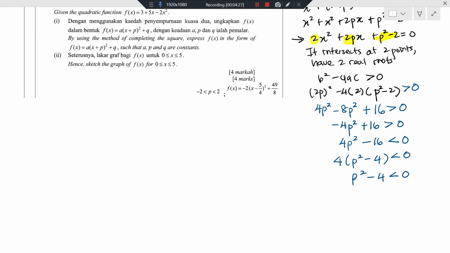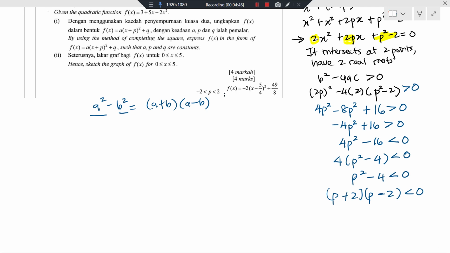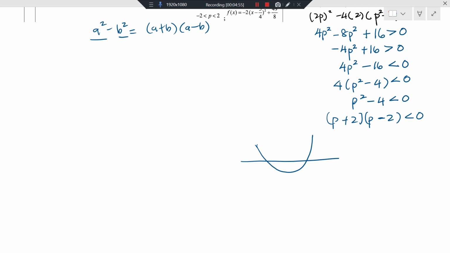And then remember, a square minus b square is equal to what? A plus b, a minus b, right? P square is a perfect square, 4 is a perfect square. So it will be like this. P times p, p square. 4 is 2 times 2, 1 positive, 1 negative. Okay, now you get something like this. You can sketch out your graph. Okay, so one is negative 2, another one is positive 2. And then less than 0 means you shade inside. So your p is in between -2 and 2.